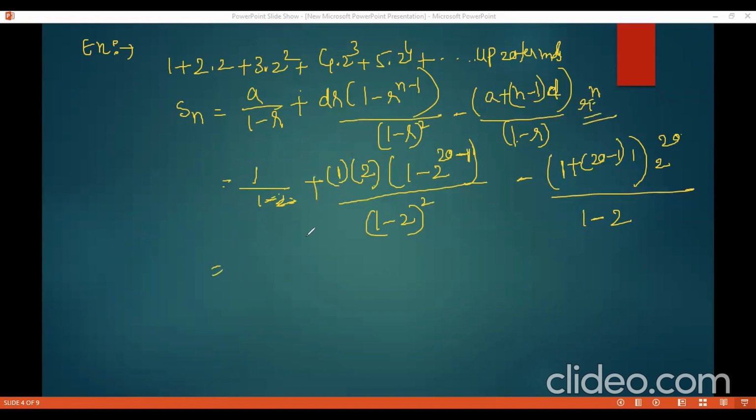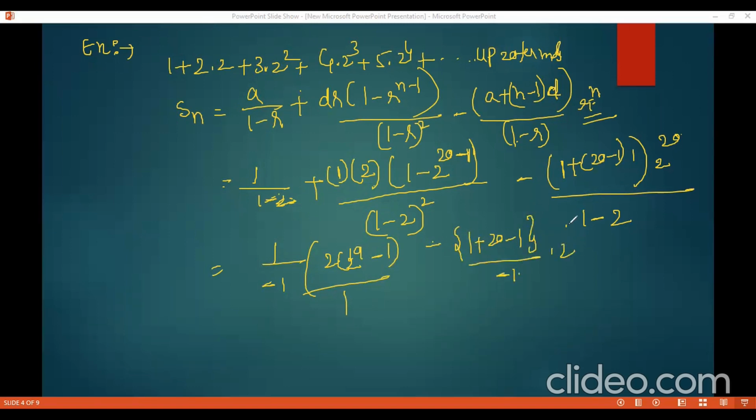Now what do we get? 1 by 1 minus 2, 1 by minus 1, into 2 into 2 to the power of 19. I took 2 to the power of 2 common here, 2 to the power of 20 minus 1, sorry, 19 minus 1 by 1. And here, what do you take common? I think we cannot take any common. We can write directly, 1 plus 20 minus 1 by minus 1 into 2 to the power of 20.